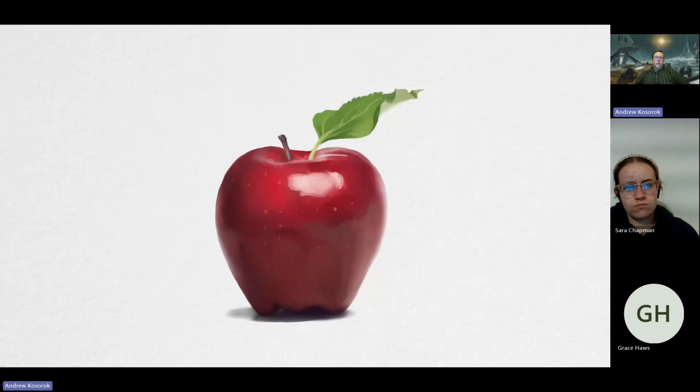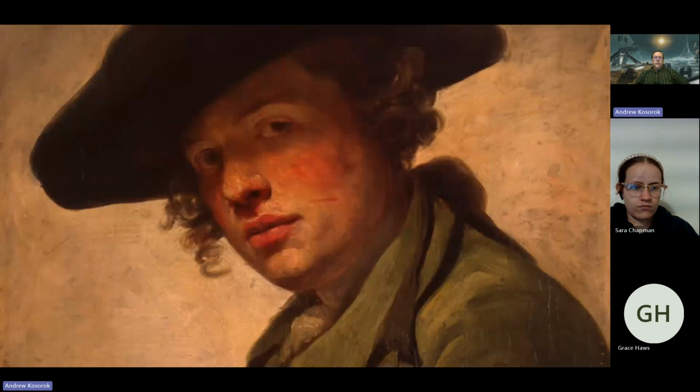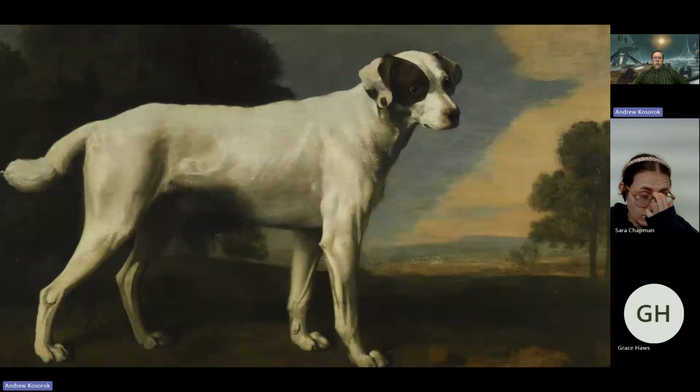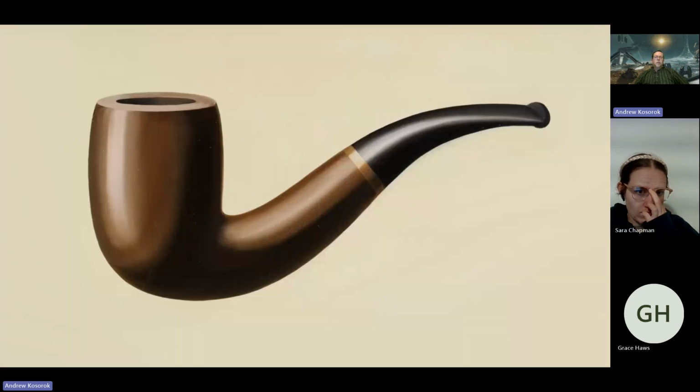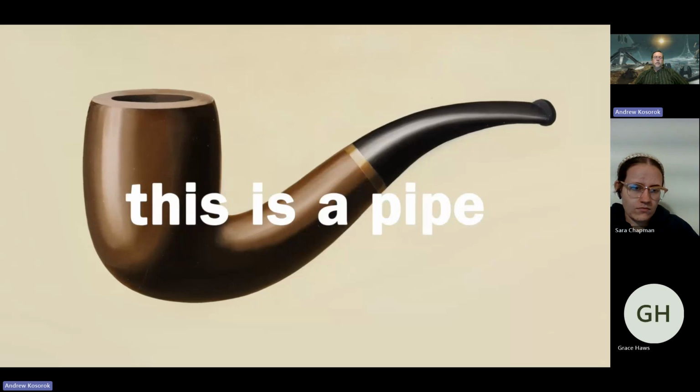If someone showed you this image and asked you what it was, what would you say? Probably you'd say, it's an apple, right? Or what about this image? It's a man. Or this is a train. This is a house. This is a dog. This is a hand. This is a pipe. This little accident of language is not really an accident at all.